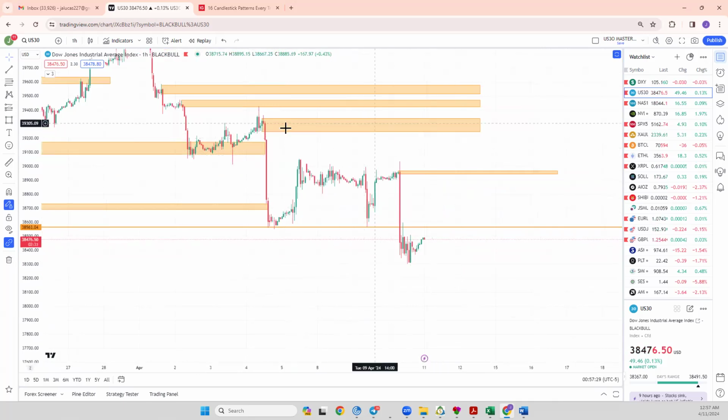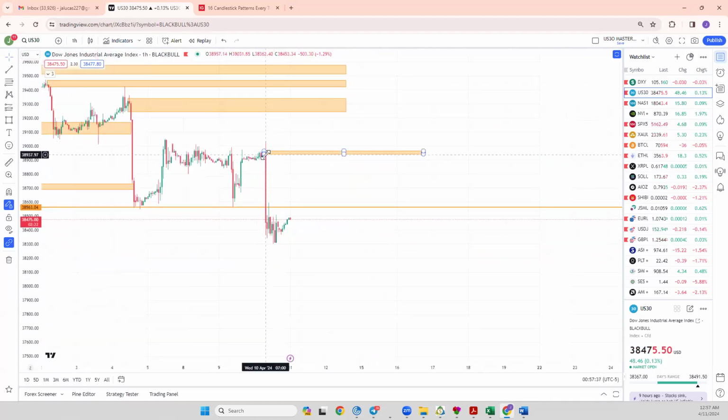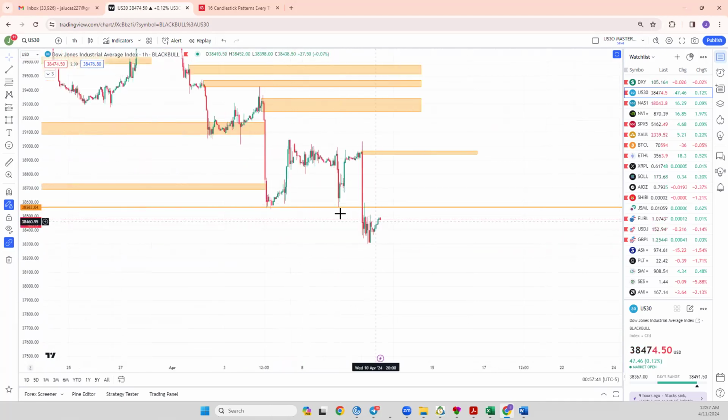This is a level that's yet to be tested. We consolidate here. This is a pretty good range right here. And now we have a new order block that's formed. So what we're looking at is we could either stay under this level, but if we come above this level, then I'm going to be looking for this order block to be tested.